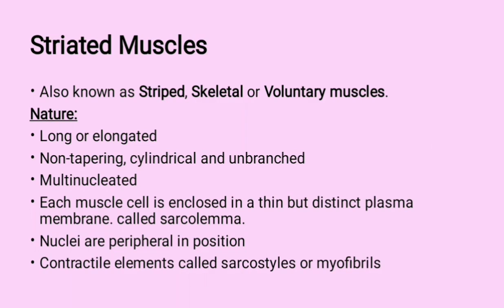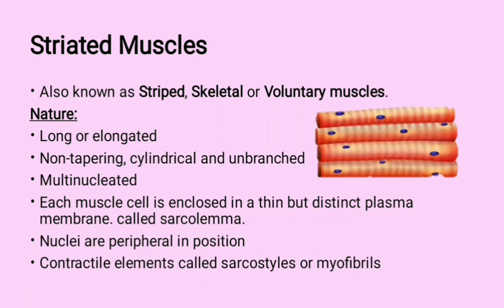Now let's first talk about the striated muscles. Striated muscles are also known as striped muscles, since the entire muscle fibers show alternate dark and light strips, or you can say striations or bands. That's why they are called striped muscles. They are also called skeletal muscles because they are attached to the bones and are responsible for the body movements. Another name for striated muscles is voluntary muscles because these muscles work according to our will.